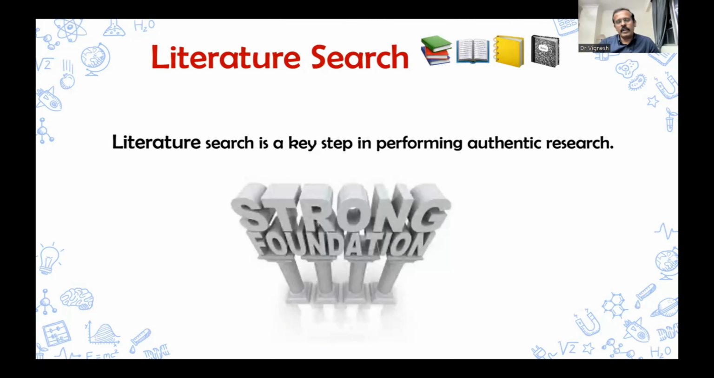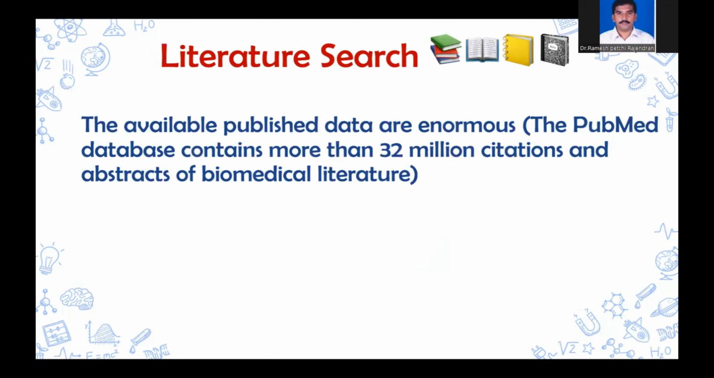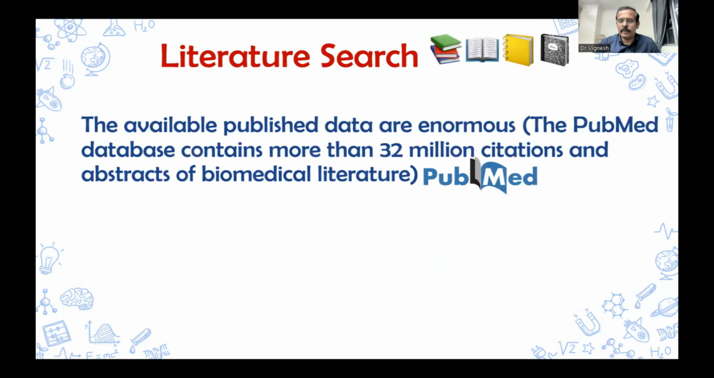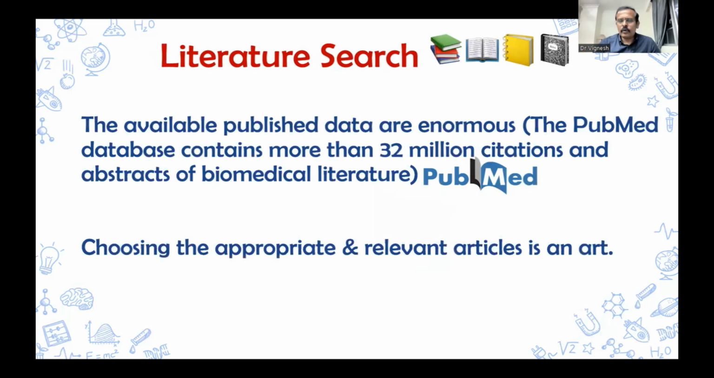So how do we do literature search? The published data is enormous. There are about 32 million citations and abstracts of biomedical literature in PubMed. Out of these, choosing the relevant and the appropriate articles is nothing short of an art.